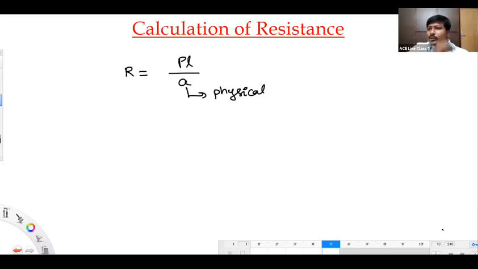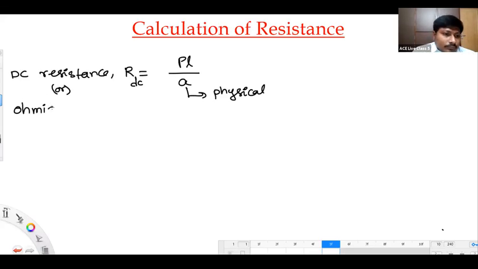If you are considering the total cross-section area in the resistance formula, you are saying that the current is passing through the total cross-section area. Obviously this resistance is going to be called the DC resistance of the conductor. Sometimes this can also be called the ohmic resistance of the conductor. But is it the resistance we need to take into the circuit? Yes or no?